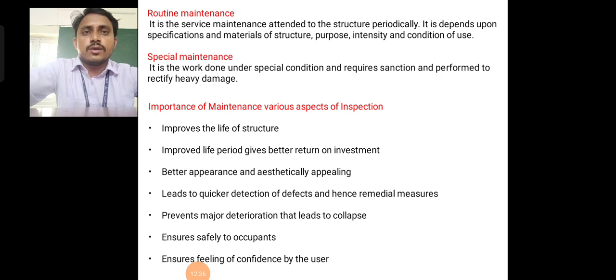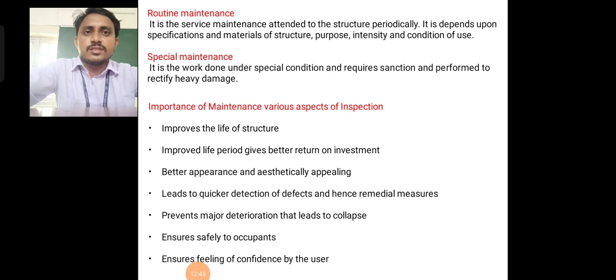See what factors this routine maintenance depends on: the material of the structure, purpose, intensity and condition of use. So these are some basic parameters or factors involved in routine maintenance.